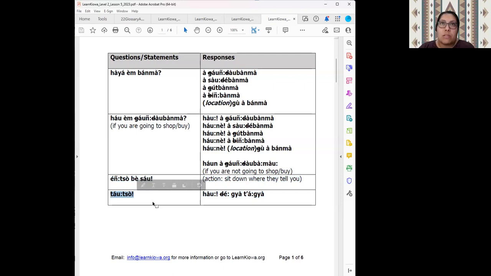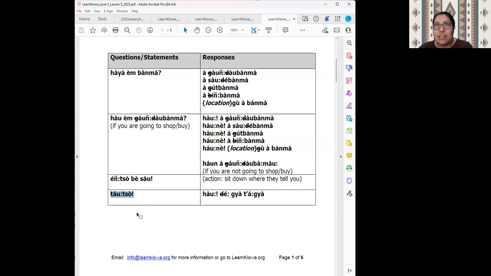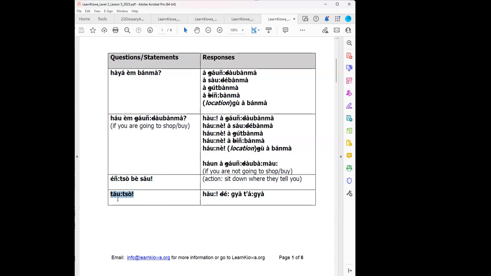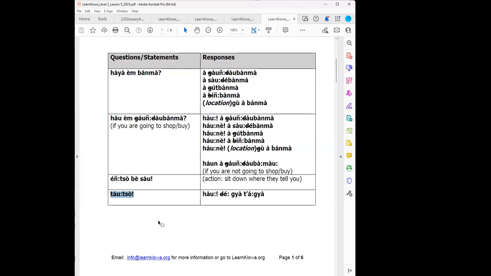This phrase here, tatso, how would we, when would we use that? The elders that I know, when you're going to shake hands, instead of saying anything, they'll just say tatso. It means put your hand forward. If they're going to shake hands with somebody, they'll say mon, and then tod so, which means put your hand out because they want to shake your hand.